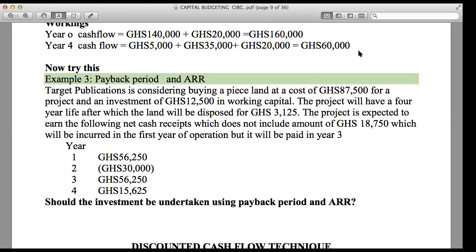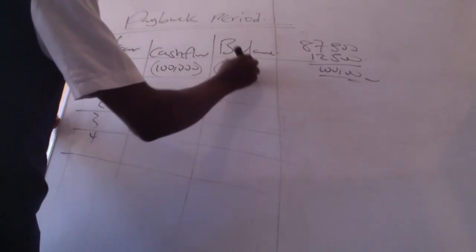I hope you get it. Good. So it means that this is 100,000. How do you get it? It is the 87,500 plus 12,500. That gives us what? 100,000. I like the question. Sounds interesting. So the balance is to be 100,000. Good. Let's come to year one.